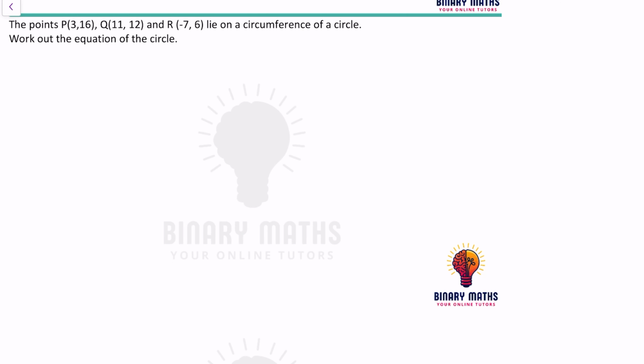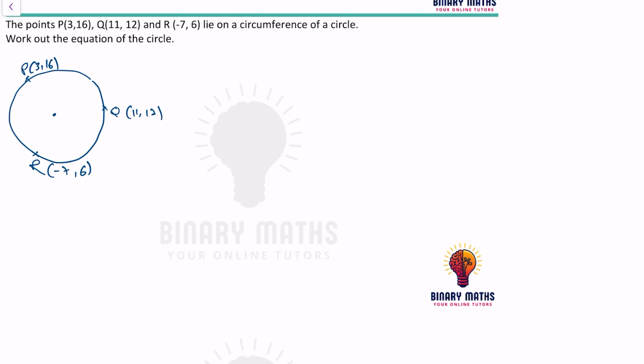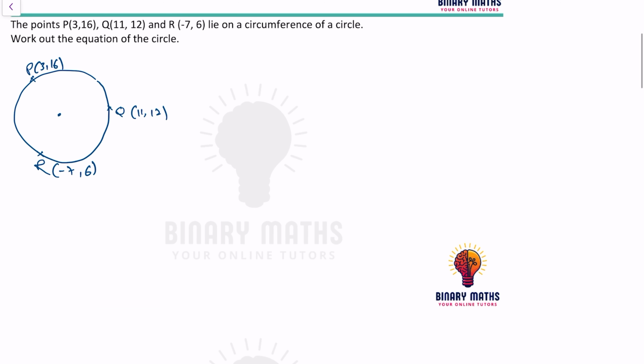So let's go through an example. The points P (3, 16), Q (11, 12) and R (-7, 6) lie on the circumference of a circle. So somewhere on a circle we've got P, Q and R. Work out the equation of the circle. So we're using the theory from circumcircles to find the equation of the circle.